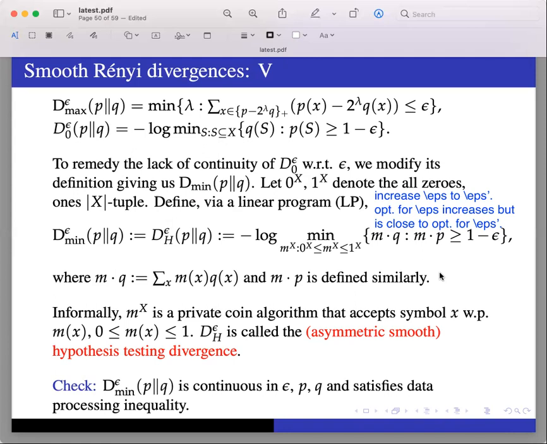This is because any m prime which satisfies m prime dot p is larger than 1 minus epsilon prime is close to a vector m which satisfies m dot p is larger than or equal to 1 minus epsilon.